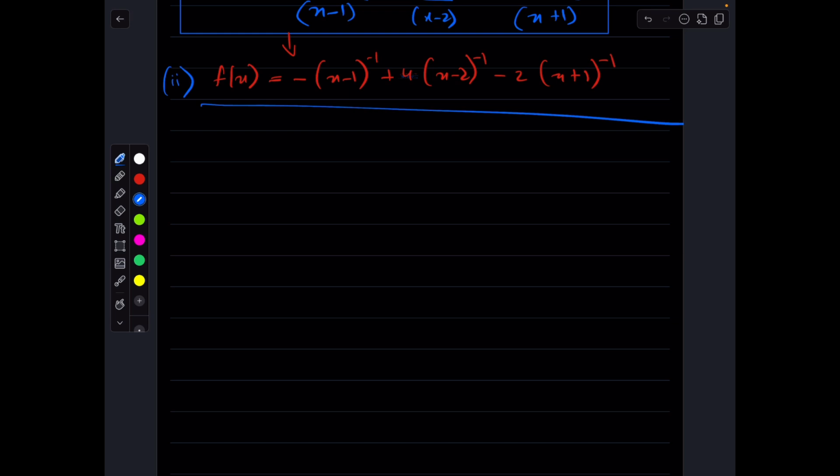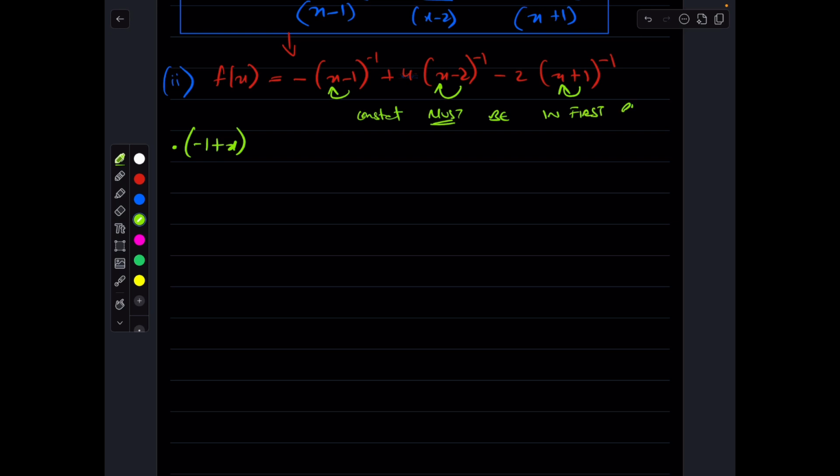Since we are done writing f of x like this, let's show the expansion with yellow. So the constant should be in the first place. So this would be minus 1 plus x. I'll just make arrows to indicate this too, and write constant must be in first place.